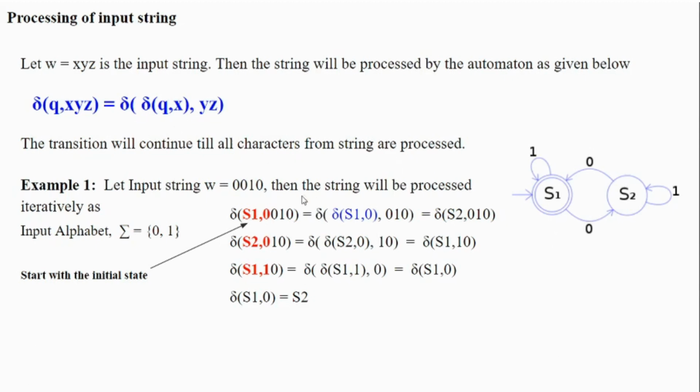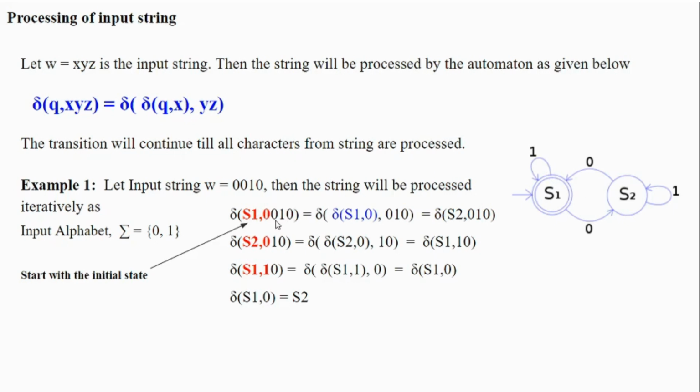Then the string will be processed iteratively. What you have to do is apply the transition function, and then write the initial state here. So what is the initial state here? S1 is the initial state. Why? Because it is marked by the arrow. So the initial state, and then the string given.